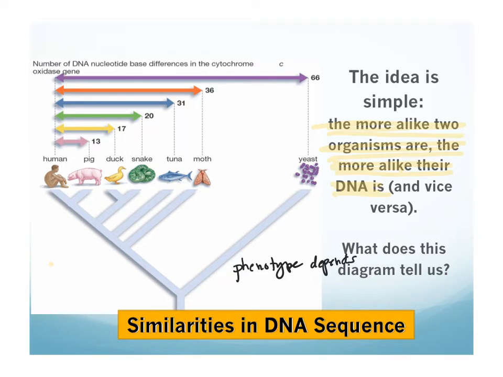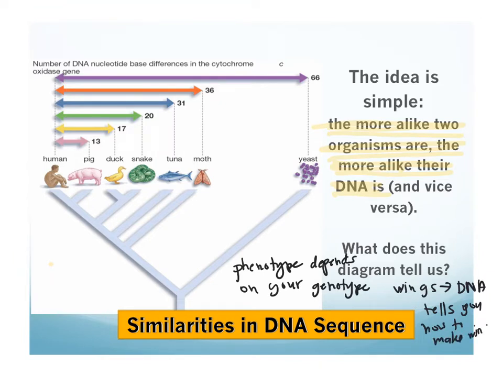So your phenotype depends on your genotype. And so if you have wings, right? If you have wings, then your DNA tells you how to make wings for your bird, okay? So the more similar you are in terms of your looks, the more your DNA is going to match up.